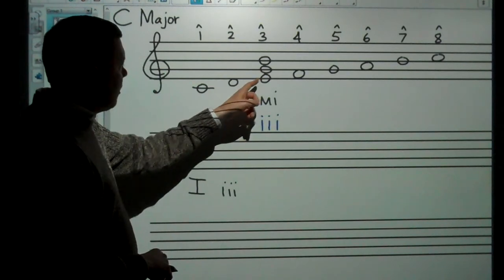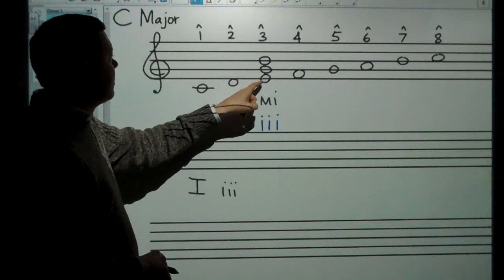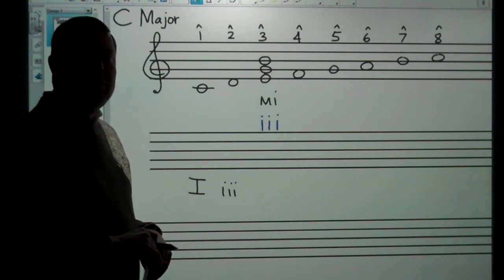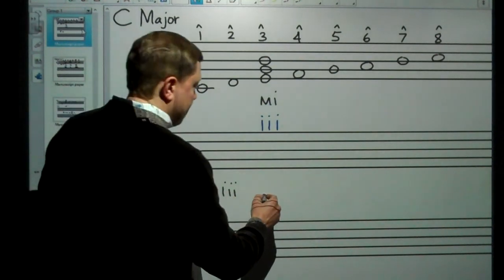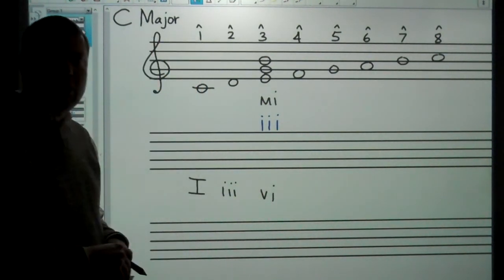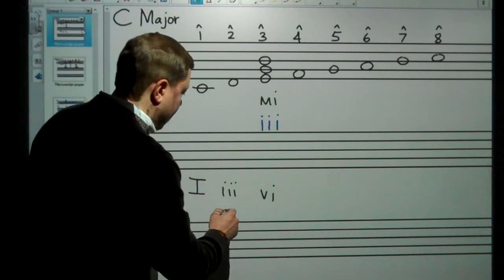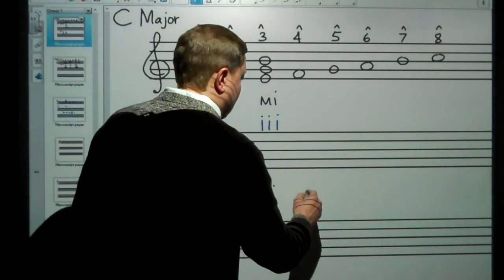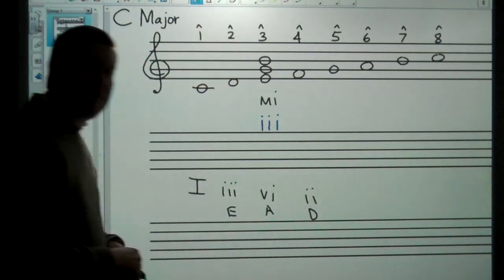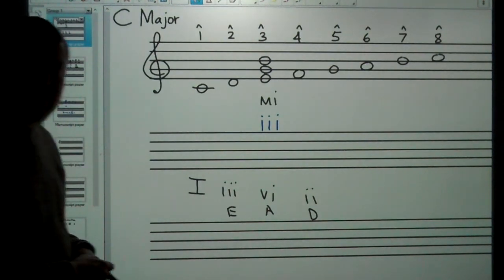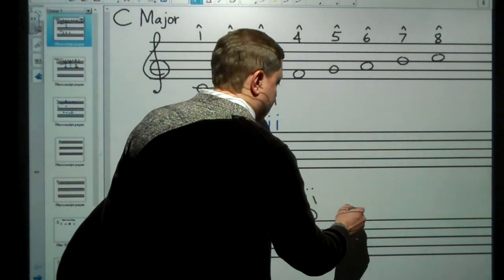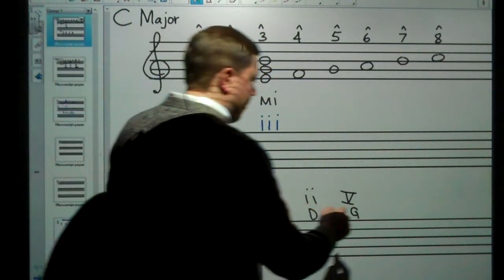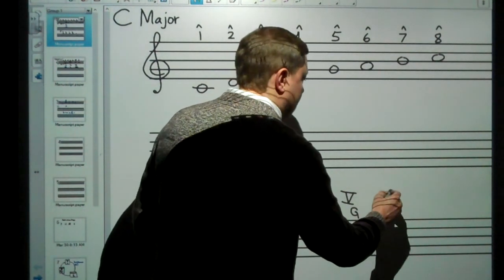So if we think about the 3 chord in the key of C, for instance, the root is E. If we were to go down a fifth from E, we would get the pitch A. And the pitch A would be the root of a 6 chord. And if we go down a fifth from the pitch A, we would get the pitch D. So the next chord would be a 2 chord because it has a root of D. And if we were to go down a fifth from the root D, we would get the pitch G, which would support a 5 chord. And if we went down a fifth from G, we would get the note C, which would support a 1 chord.